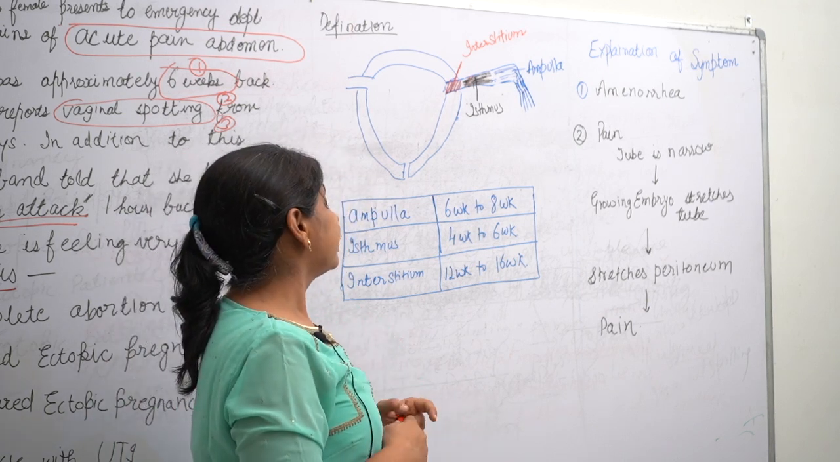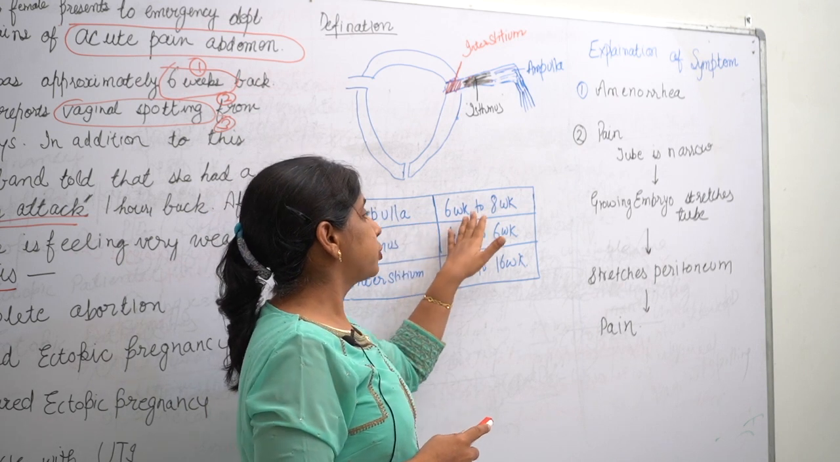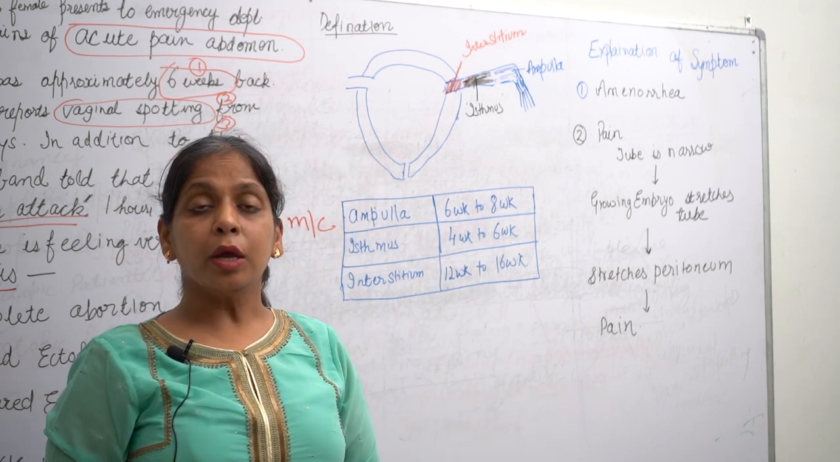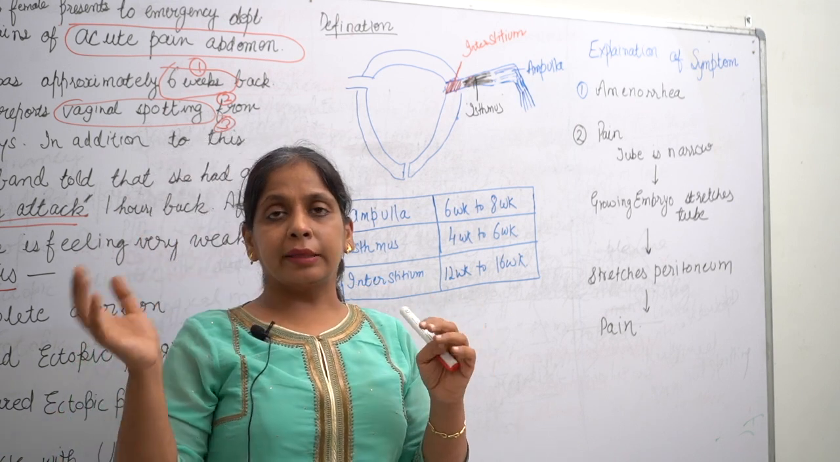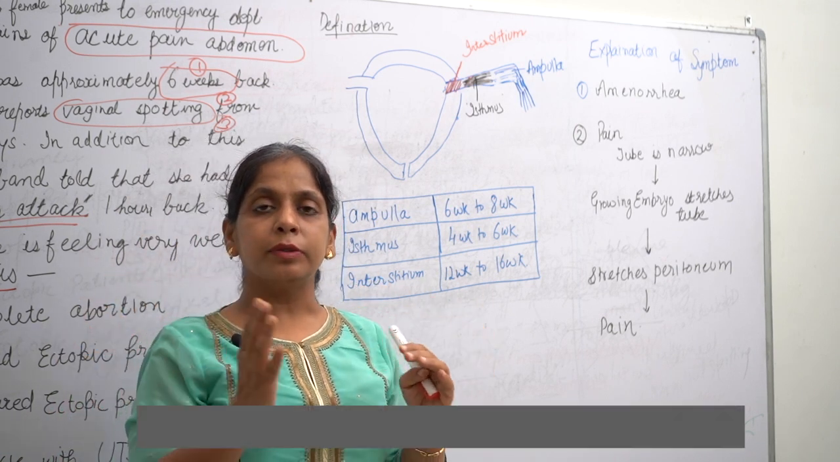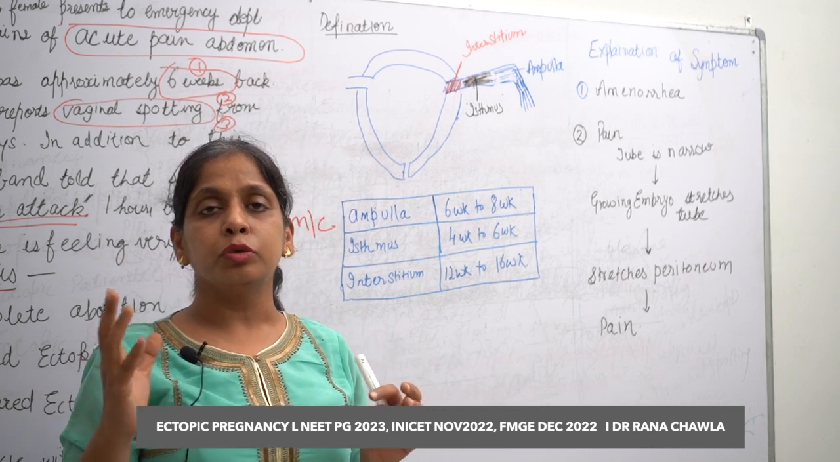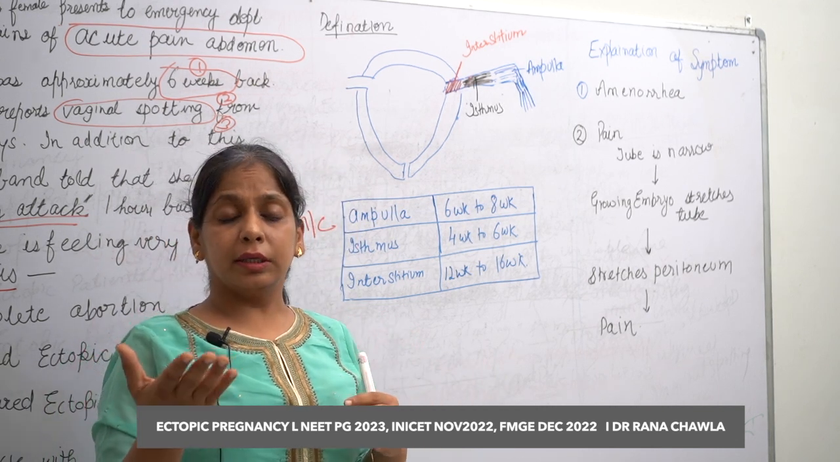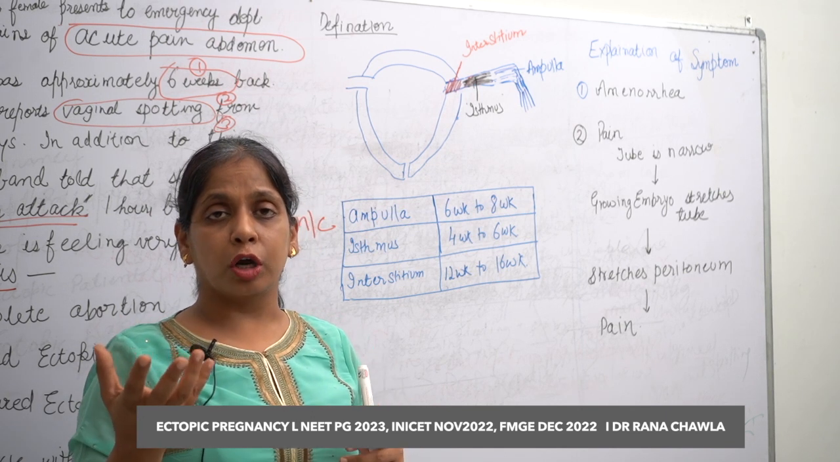Now the ectopic pregnancy ruptures there around 6 weeks to 8 weeks. That is why we set in our mind that if a patient comes with an ectopic pregnancy, it will rupture around 6 to 8 weeks, because the ampulla is the most common site.